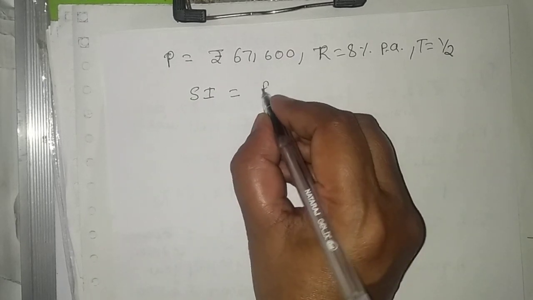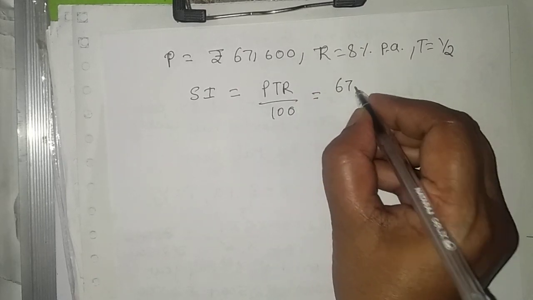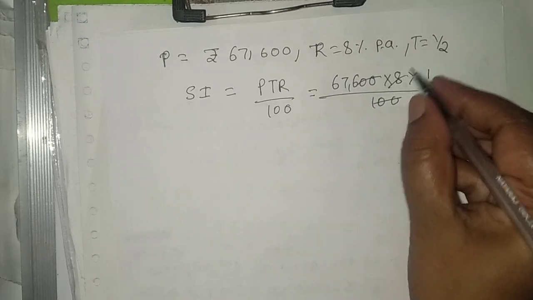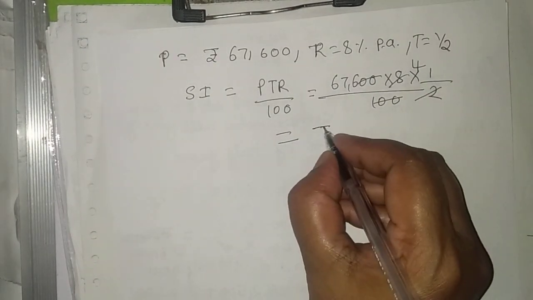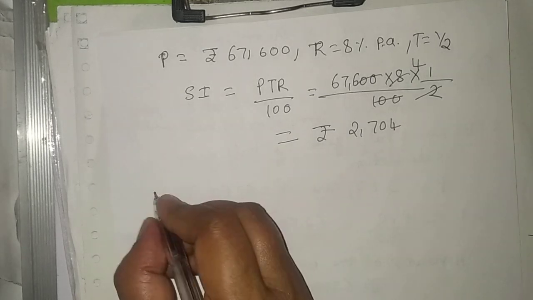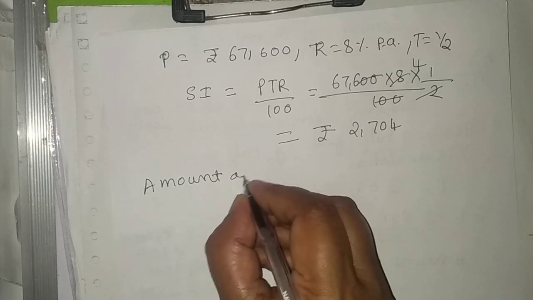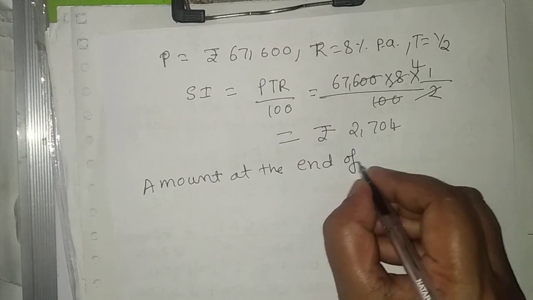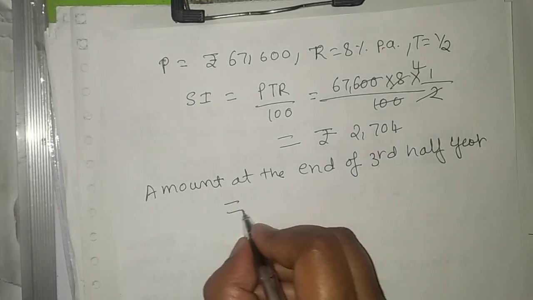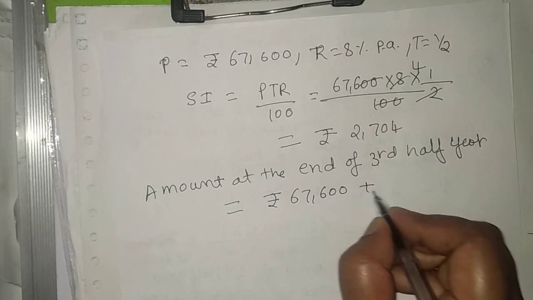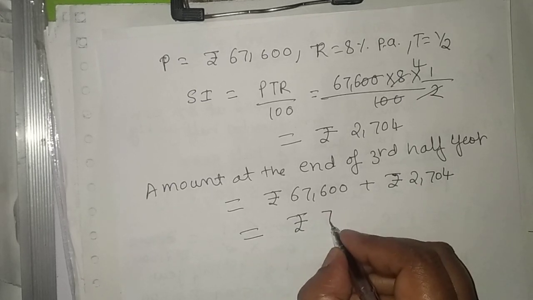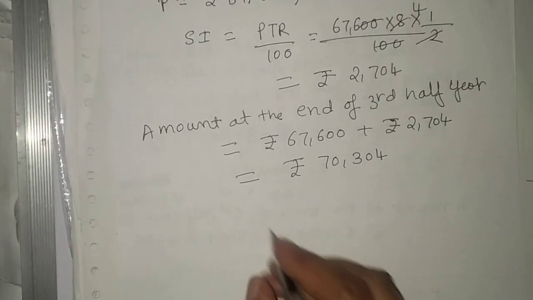Therefore SI = PTR by 100 = 67,600 into 8 into 1 by 2 by 100. Cancel and simplify, and we get rupees 2,704 as the answer. Now the next point is the amount at the end of the third half year. Add rupees 67,600 plus rupees 2,704. Adding, we get 70,304. So this is the required amount.